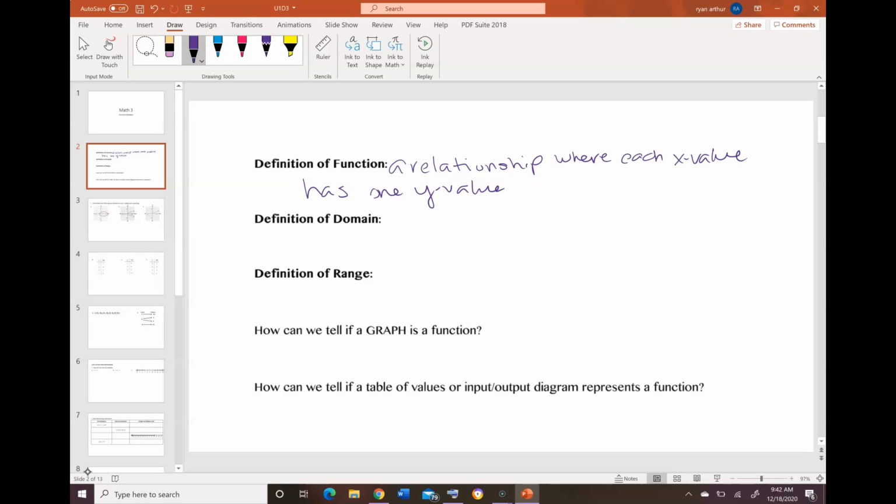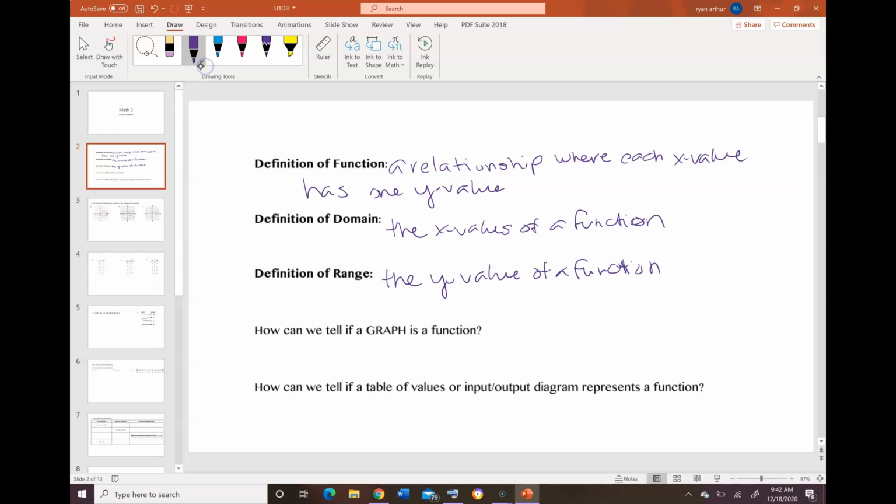The definition of domain, simplified, is the x values of a function. The definition of range is the y values of the function. So when I ask you for the domain, I'm literally just asking what are the x values on this function, and the range is what are the y values on this function.